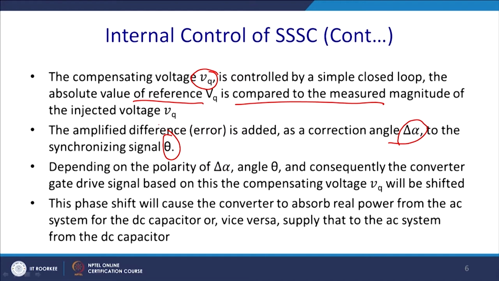Depending on the polarity of delta alpha and angle theta, consequently the converter gate driver signal based on this compensating voltage Vq will be shifted. This phase shift will cause the converter to absorb real power from the AC system for the capacitor, or vice versa, or you can inject real power, if you have a storage capability, supplied to the AC system from the DC capacitor.